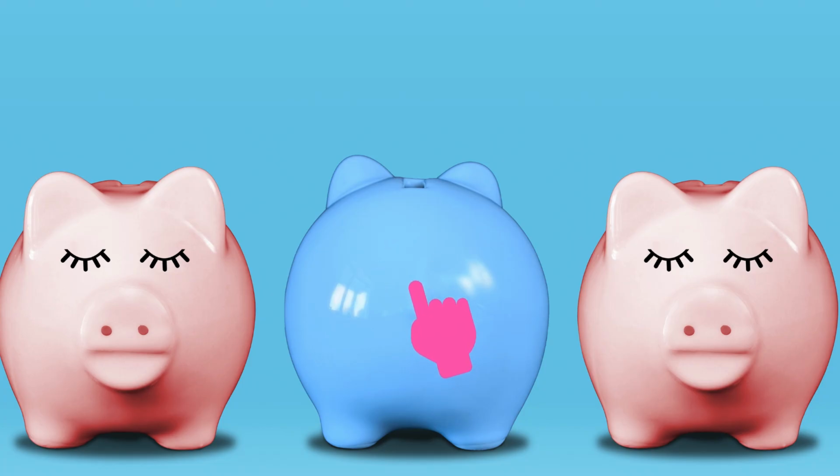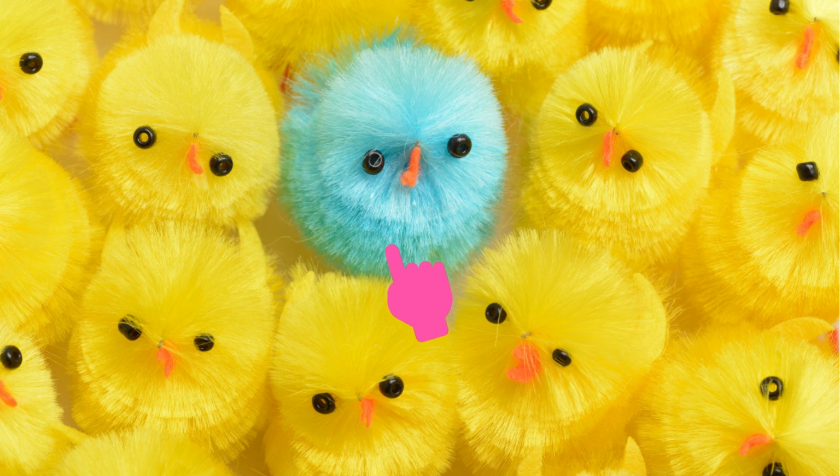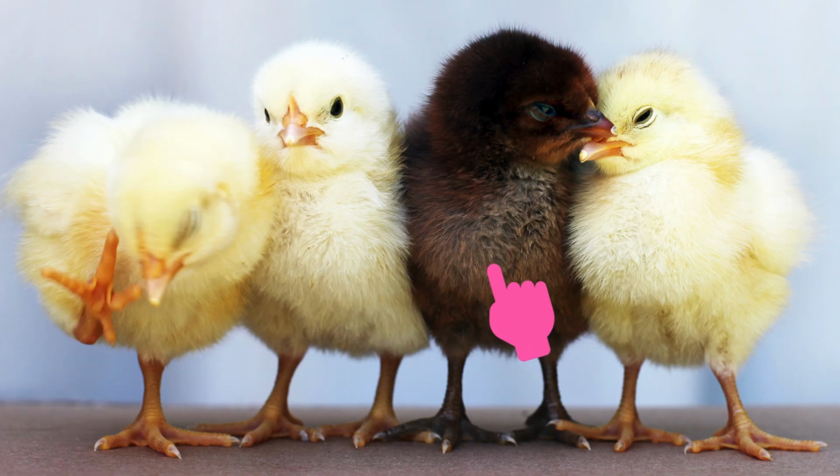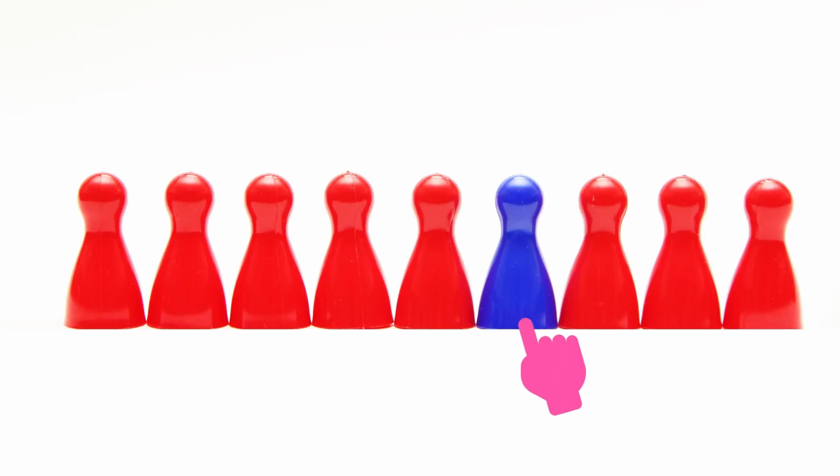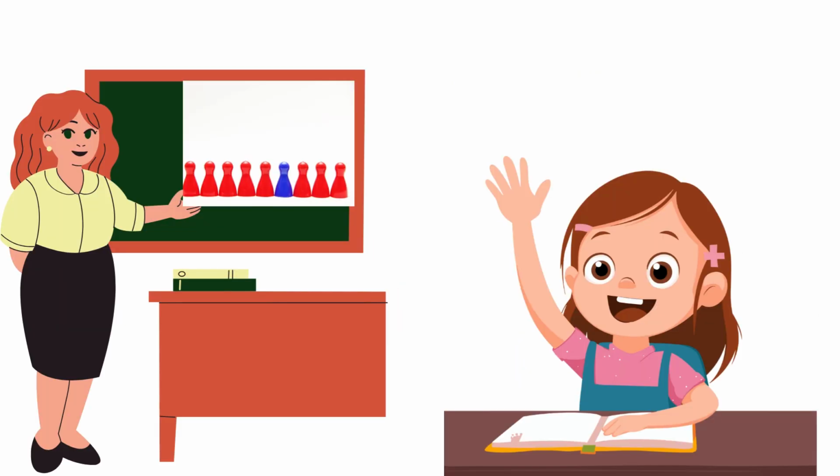Okay, find the odd one out. All are yellow. And blue is different. So blue is the odd one out. The black chick is the odd one out. Good. Which one is the odd one out?